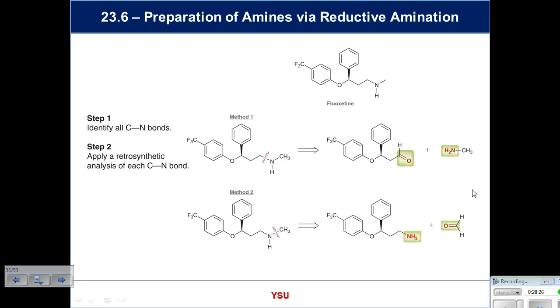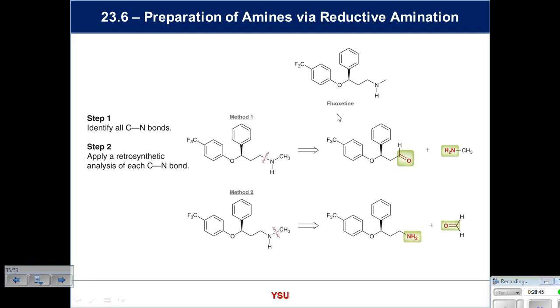Okay, here's an example in biological chemistry, how to use this stuff, how to design. Fluoxetine, I don't know what fluoxetine is. Any pharmacy type people out there? What's fluoxetine? Antidepressant, okay. This is built by doing exactly what we just talked about, built by doing reductive amination.